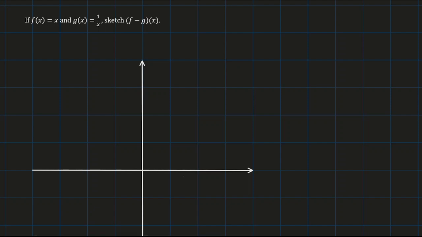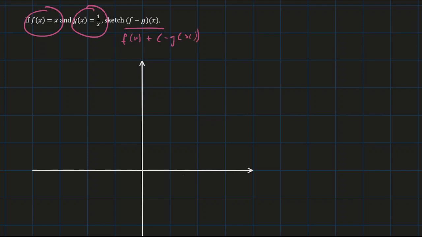Okay, so for this question, we're given f of x and g of x as 1 over x, and we're asked to sketch f of x minus g of x. Now, whenever we're given a difference of two functions, the way I like to think about it is by doing f of x plus negative g of x.